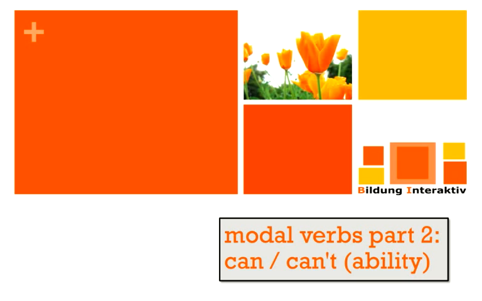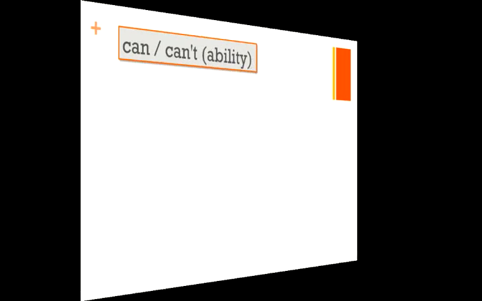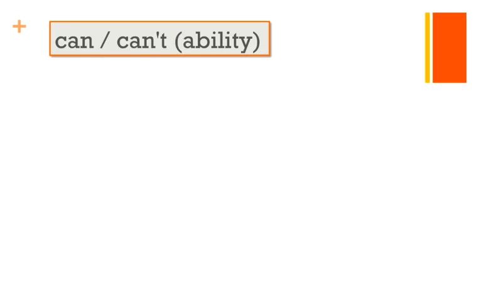Can expressing ability. And if you don't know what ability means, and there's a good guess that you don't when you're watching this video, then I ask you to stop the video now, go to the dictionary and look it up in your language. You need to know the concept of ability. So please stop the video now, look it up, and then you can come back. And we continue with can and can't, expressing ability.